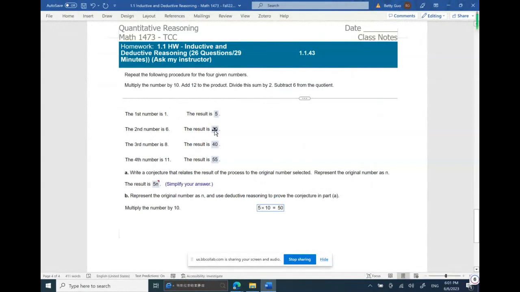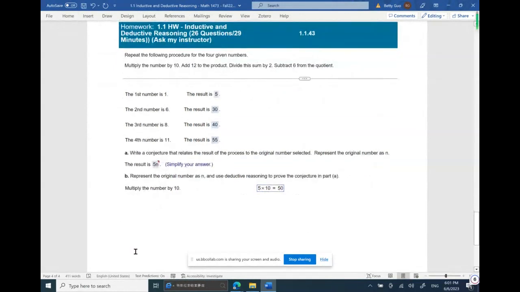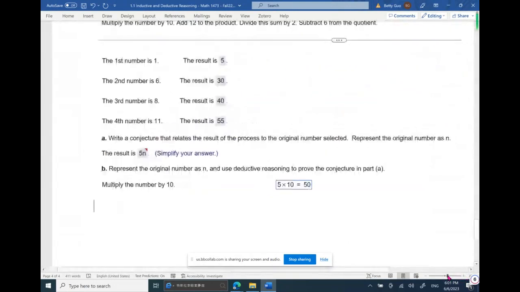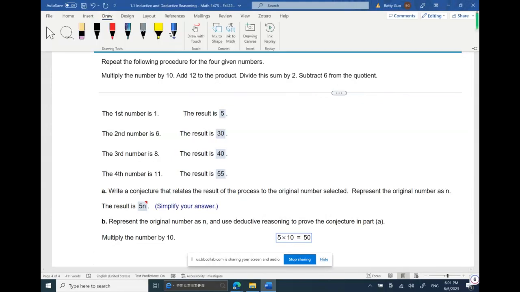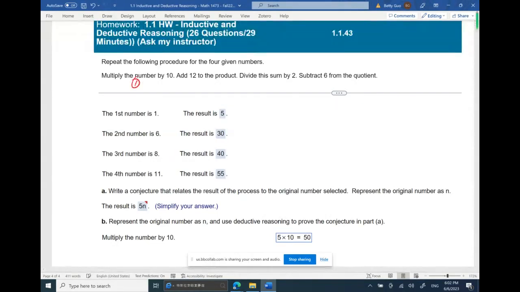This is a question from section 1.1. Let's follow the description of the question, one step at a time. Repeat the following procedure for the four given numbers. The procedure is: multiply the number by 10, add 12 to the product, divide the sum by 2, subtract 6 from the quotient. So the procedure has the following steps: step 1, step 2, step 3, and step 4, right?